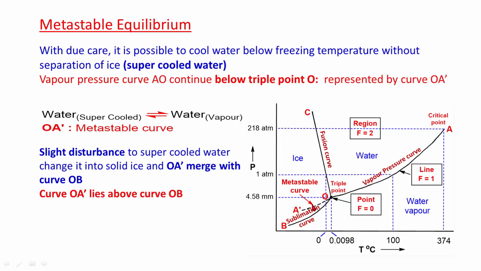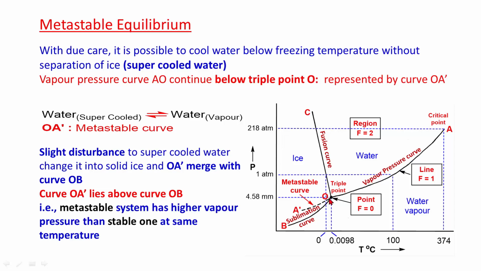Curve OA dash lies above curve OB. That means metastable state has higher vapor pressure than the stable one at the same temperature. If we take this temperature and try to see vapor pressure, the stable state has this vapor pressure at this temperature, whereas the vapor pressure of the metastable state is higher.